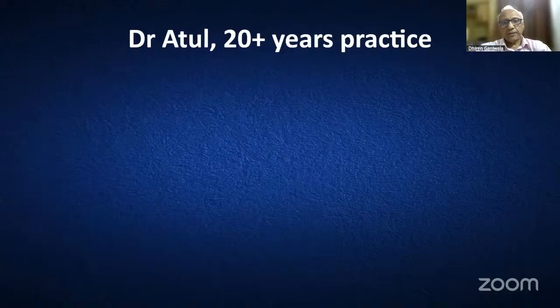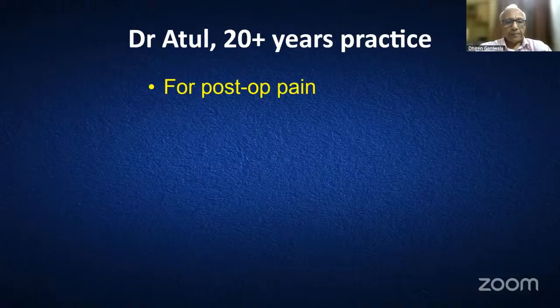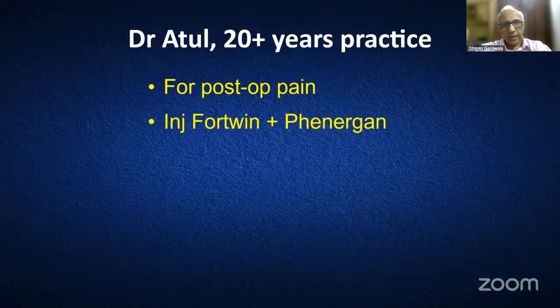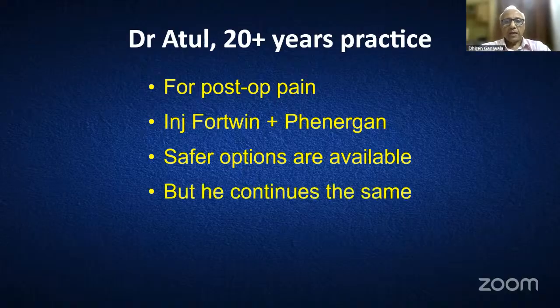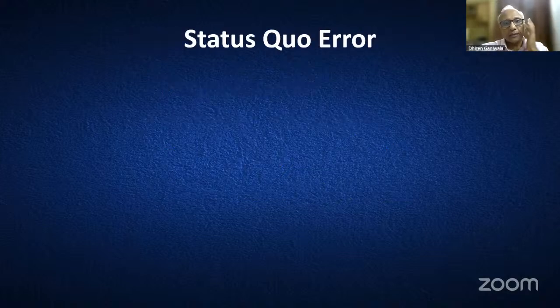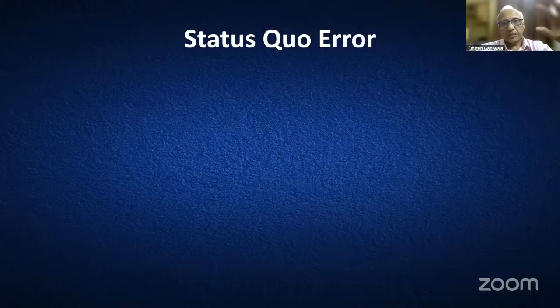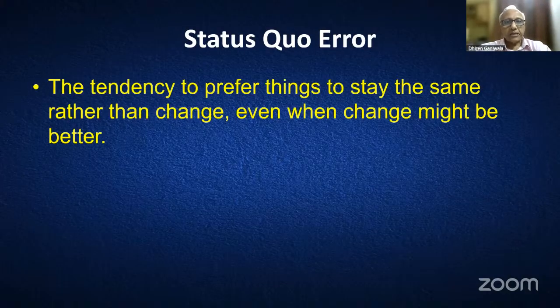The last thing: Dr. Atul, who has been in practice for more than 20 years, continues to use Fortwin and Phenergan for postoperative pain, which he used when he started his practice 20 years ago. Now there are a lot of good, safer options available, but he still continues to use that. Why does he continue to use the same? Because that is again a thinking trap, called the status quo error: the tendency to prefer things to stay the same rather than changing them, even when change might be better.